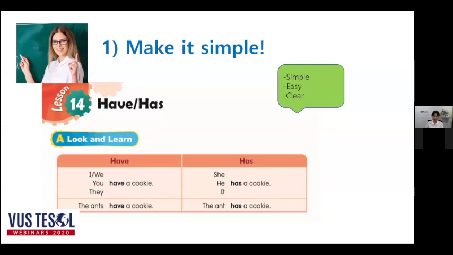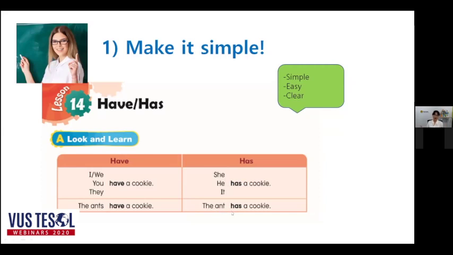And look at this sentence. The ants have a cookie. The ant has a cookie. Have, has. It's different. The ants, right? There's S, so that's more than one ant. It's plural, and you use have. The ant, that's one ant, right? So you use has, singular, right?